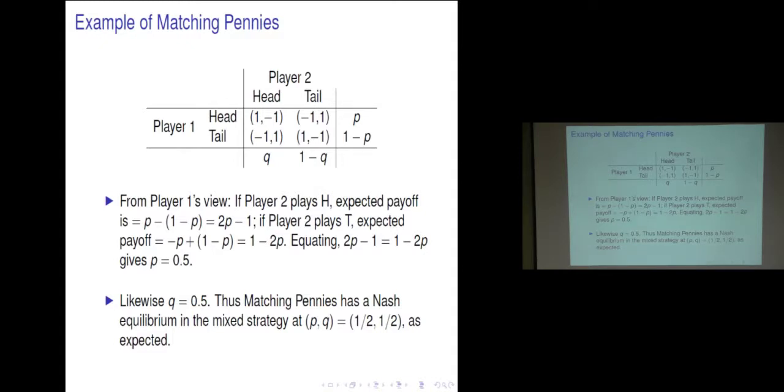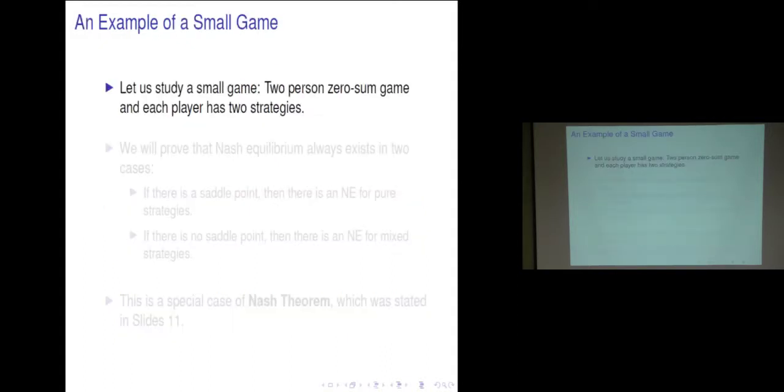Okay, so I guess we can start, and maybe we'll finish slightly earlier. The second half will be some theory. I want to look at a very, very special case, which they call a small game, probably the minimum game. The game will have two persons, it's zero sum, and each player has two strategies.